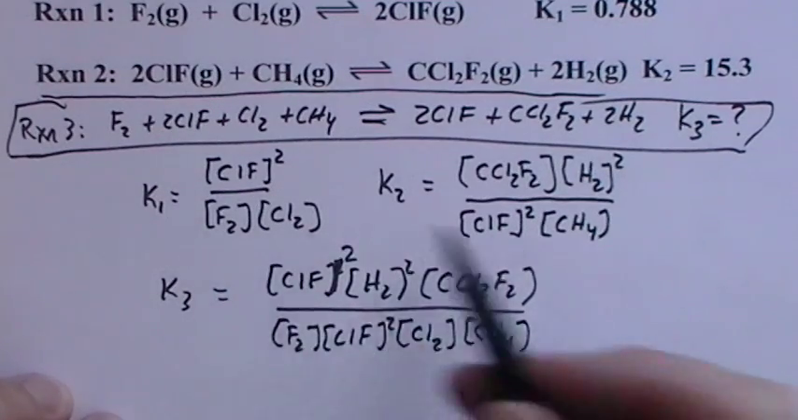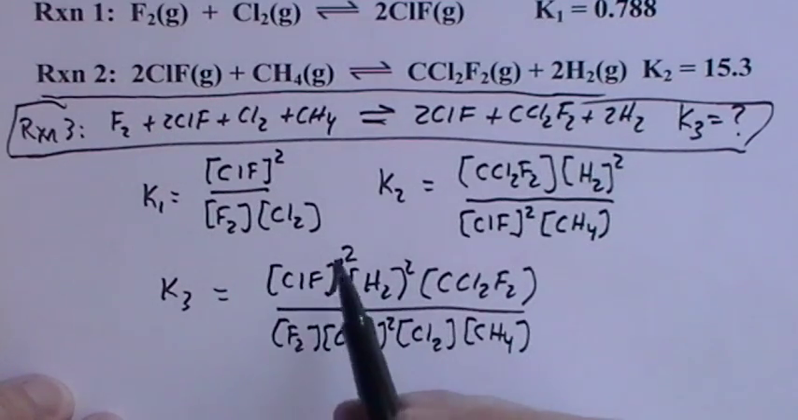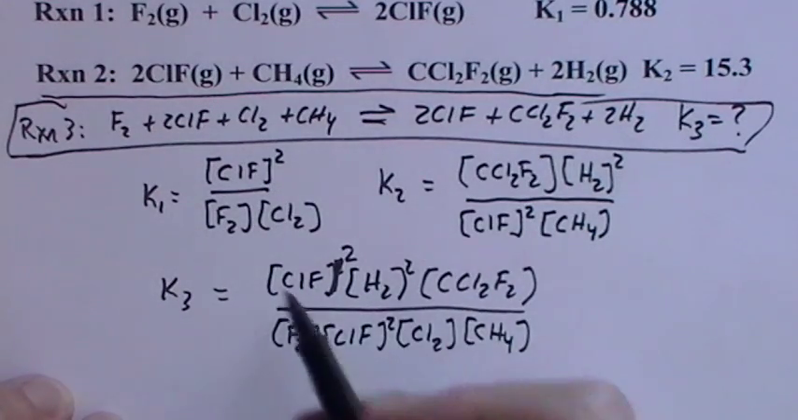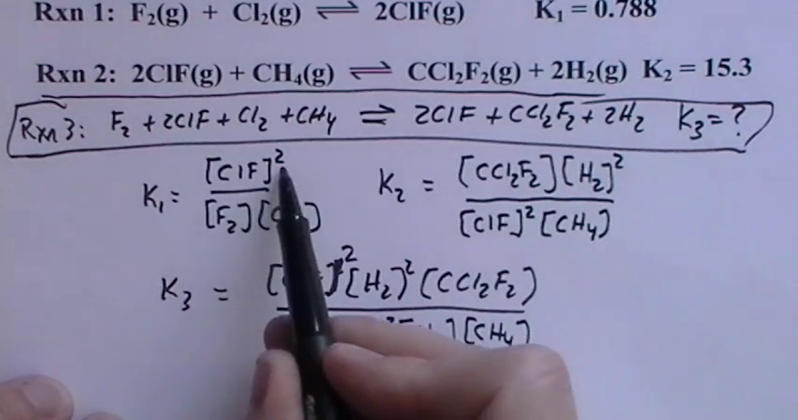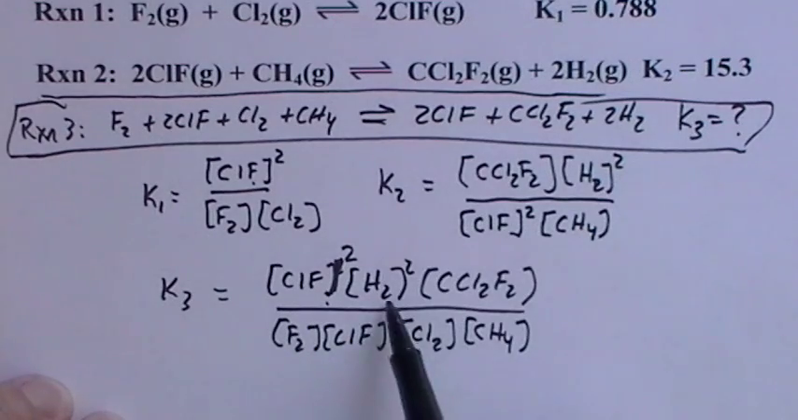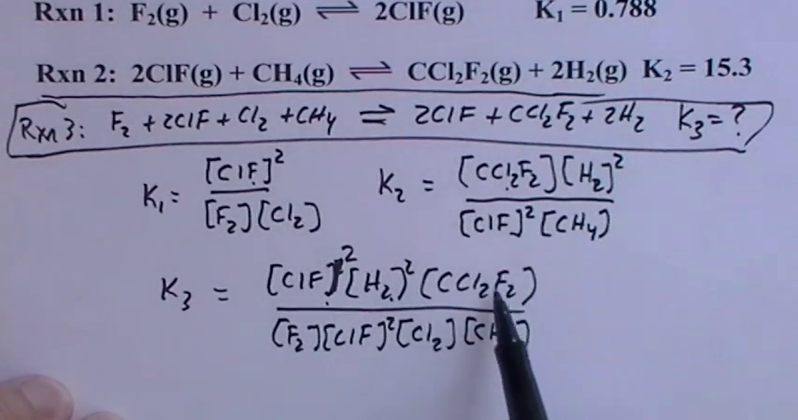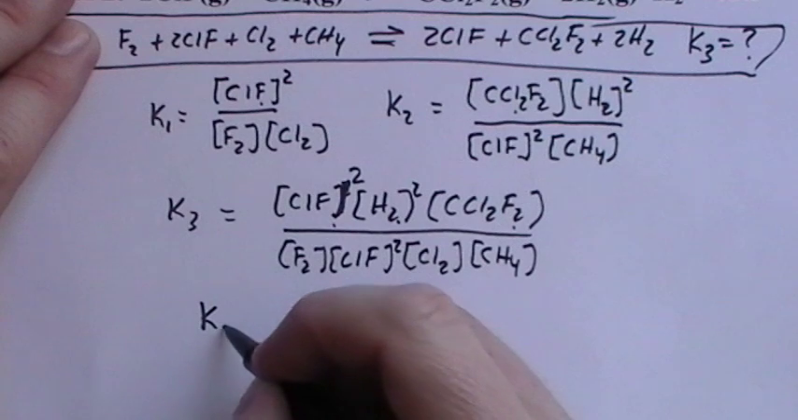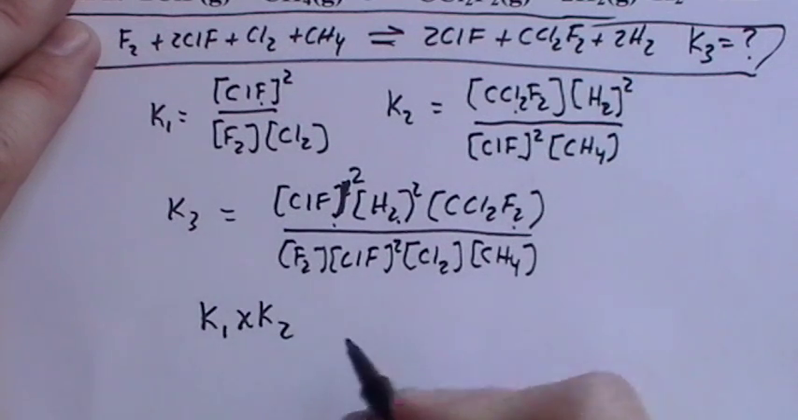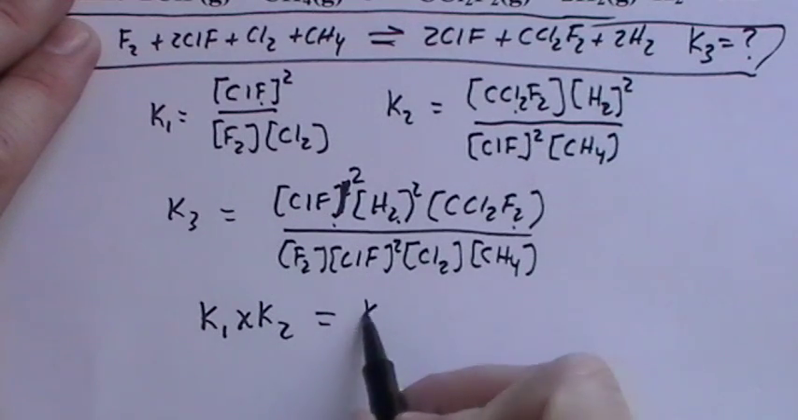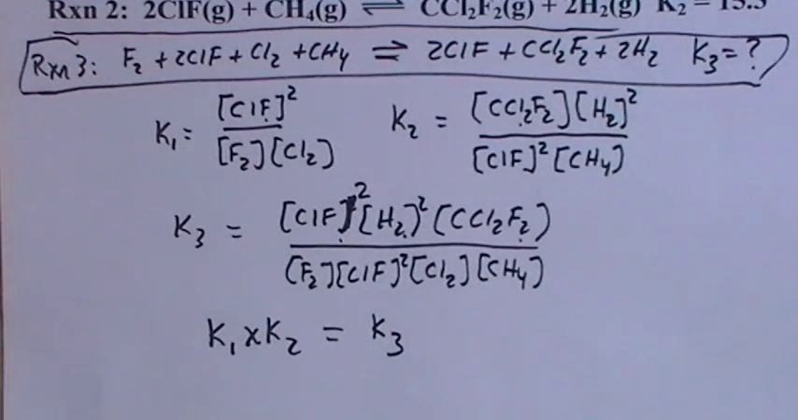Now we know that these are related, and we can see that if we were to multiply K1 and K2 together, it would equal K3. So you can see that we have CLF2. If we multiply these terms together, then on top we'd have CLF2, H2 squared, CCl2F2, and then on the bottom we have these. So when we add up equations, if we multiply the K's from the equations we added together, we get the K value for the sum.